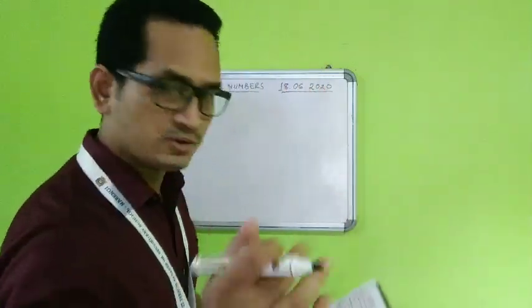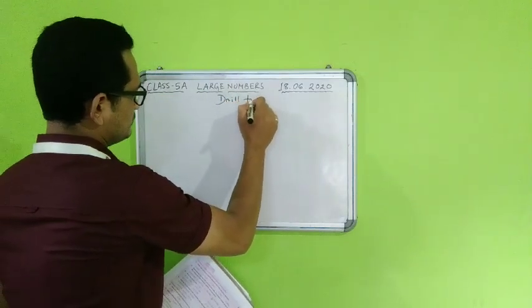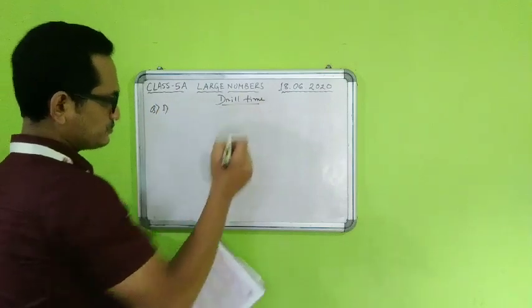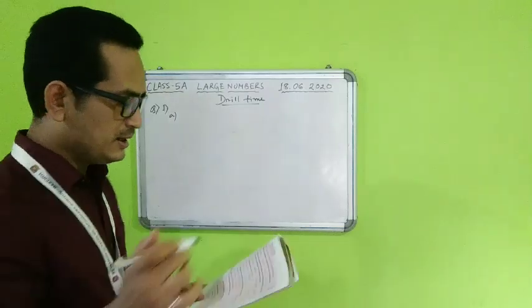Now students, successor and predecessor: how do we find the successor? That's just the next number of the number, and predecessor means just the previous number. To find the successor we need to add 1, and to find the predecessor we need to subtract 1. So let us start question number 1 of the drill time.